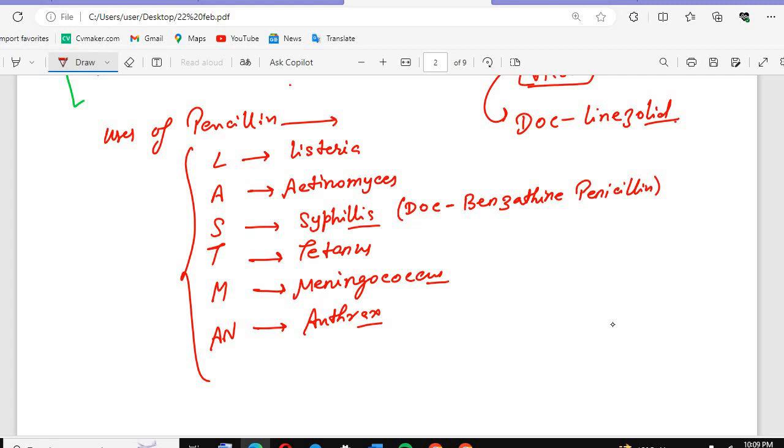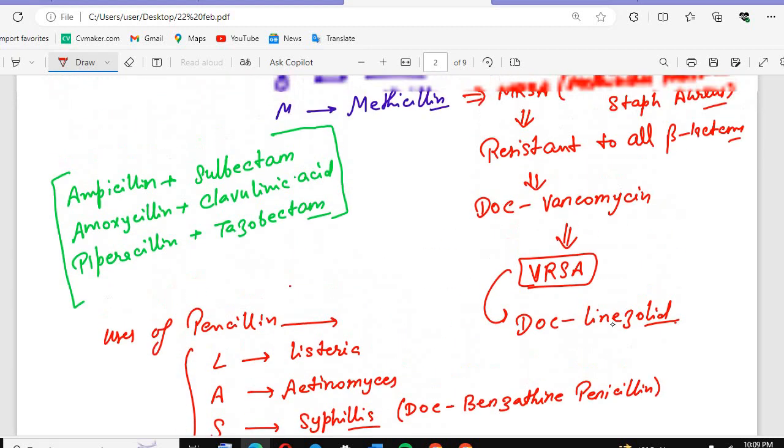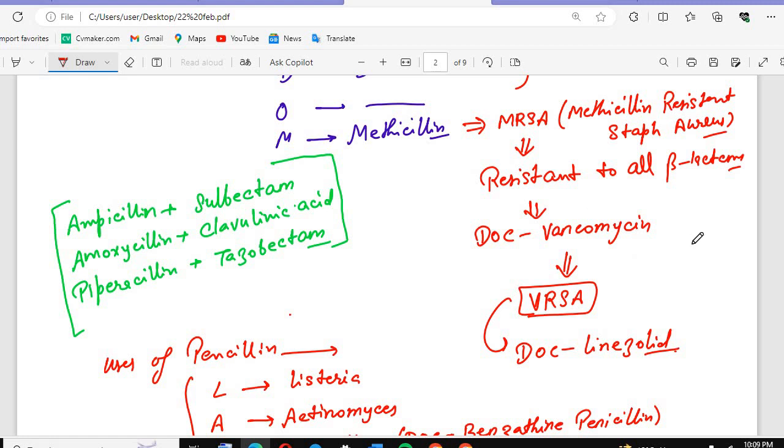If any bacteria is resistant to the beta lactams, we can give meropenem, a carbapenem, which we will study later. Then we have the methicillins. For methicillin resistant Staph aureus, MRSA, we will give vancomycin. If it is VRSA, that is vancomycin resistant Staph aureus, the drug of choice for that condition is linezolid.